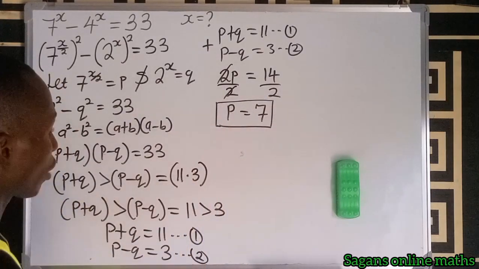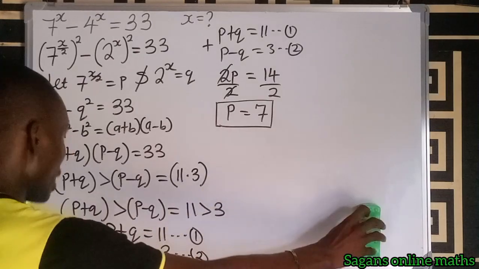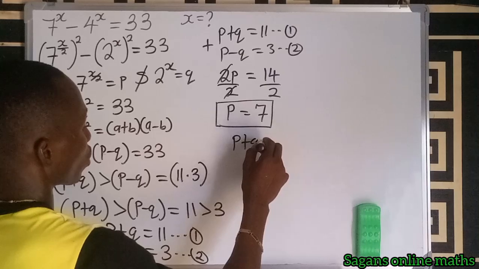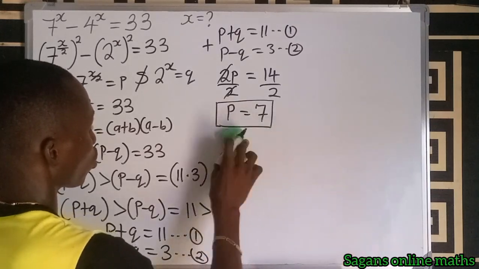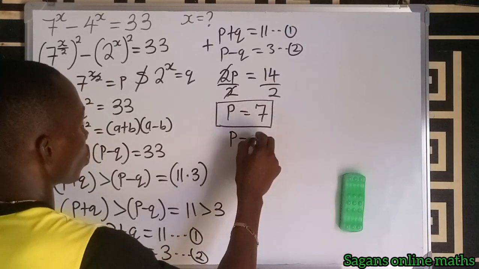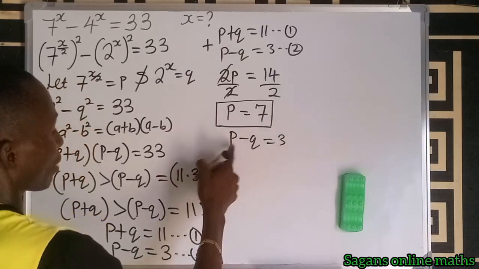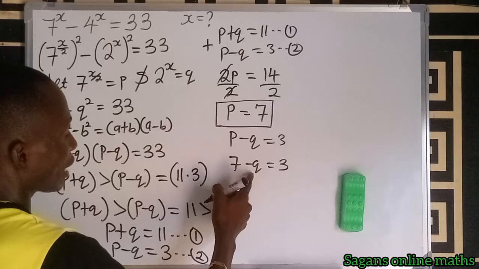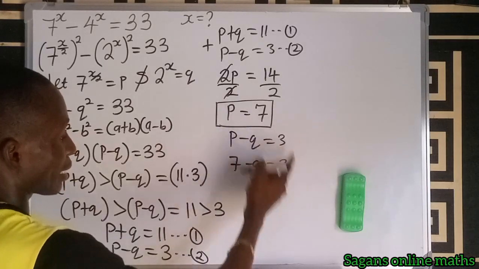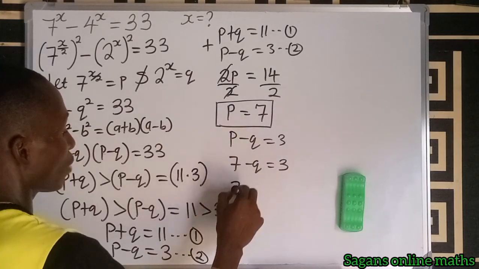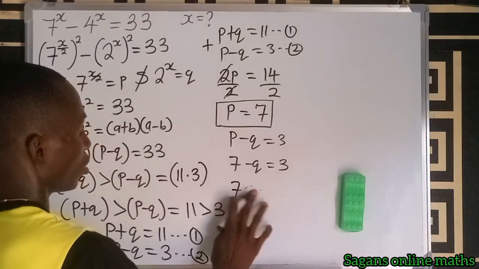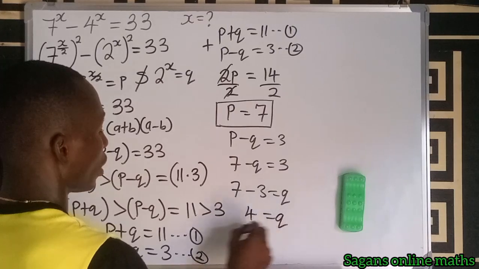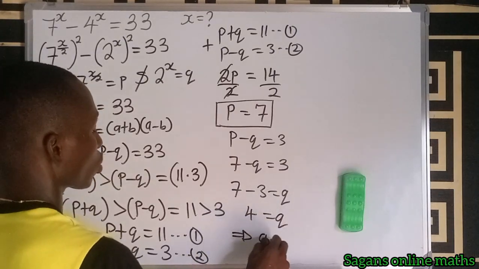So from here we can also find the value of q. From equation 1 we know that p plus q equals 11. Let me just use equation 2, so p minus q equals 3. We know that p is 7, so 7 minus q equals 3. Let's take q to our right hand side and take 3 to our left hand side. So 7 minus 3 is equal to q. So 4 is equal to q, and this implies that q is equal to 4.